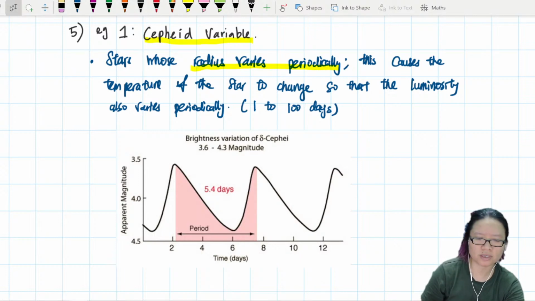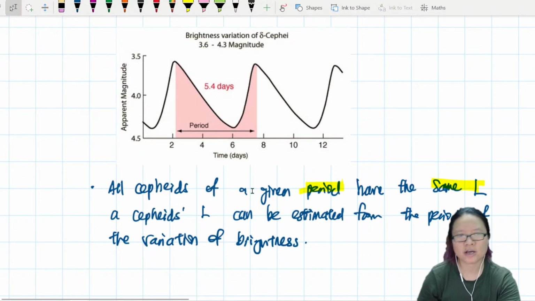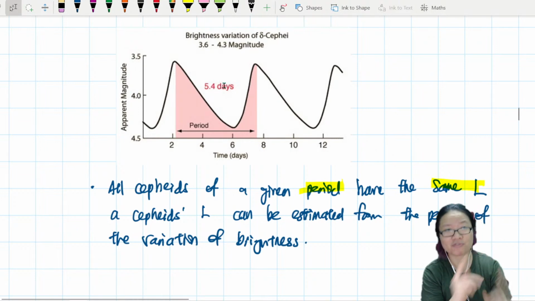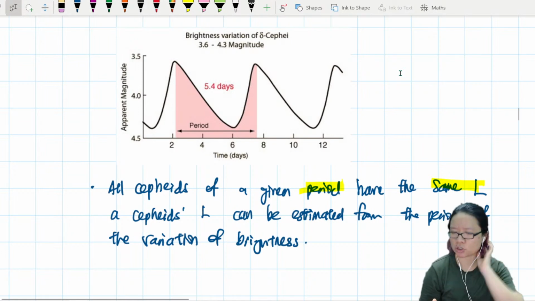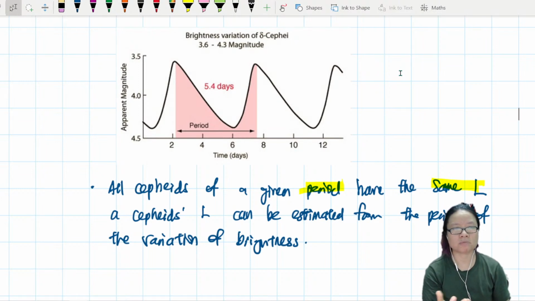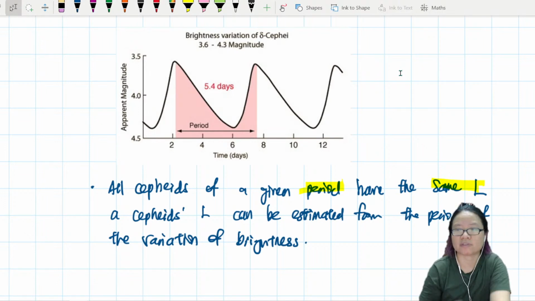And then the second thing we notice is that all Cepheid stars with a given period have the same luminosity. So if I can find another star that is 5.4 days, and I compare and cross-reference, they will have the same luminosity. That makes sense because the luminosity is due to the star expanding slightly and contracting slightly due to the multiple reactions of the hydrogen inside the star. So if you have the same period, it stands to reason that you have the same L.